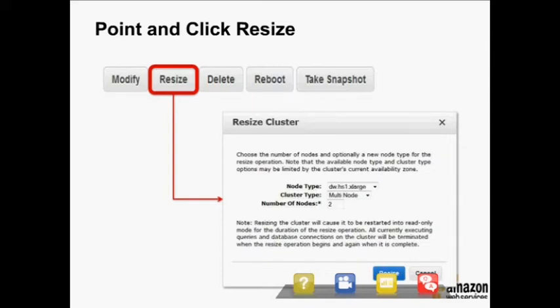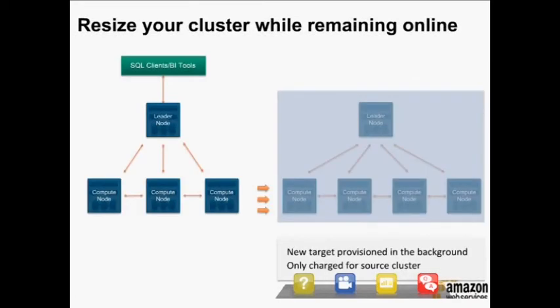By selecting the Resize button on the AWS management console, the user is prompted to enter the new desired cluster details, basically the instance type and the number of nodes you require. And that's it. Your cluster goes into read-only mode while the cluster resizes. And importantly, the cluster stays online. So you can resize a petabyte-sized data warehouse while remaining online in read-only mode entirely. The way this works is that a new target is provisioned in the background, and you're only charged for the source cluster while this is all happening.